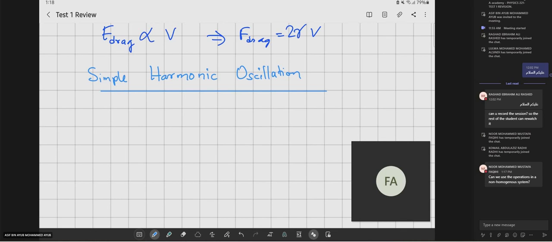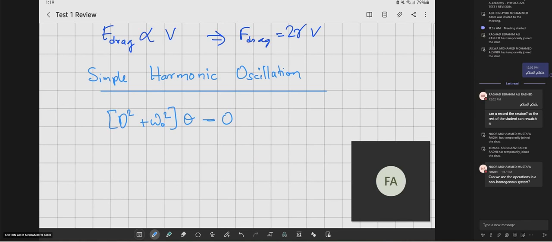So if you have a solution of a differential equation, usually simple harmonic motion has a differential equation of the form d squared theta plus omega naught squared theta equals 0, where theta is some quantity. So this is the general form of simple harmonic motion.